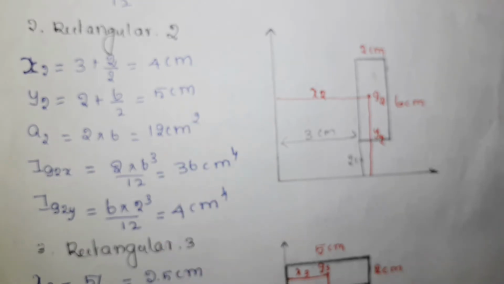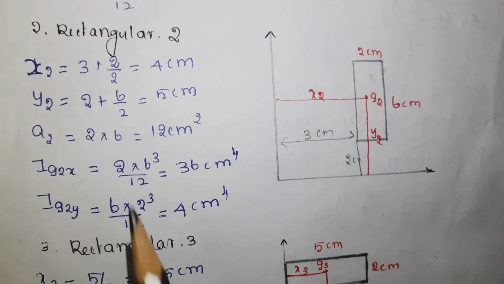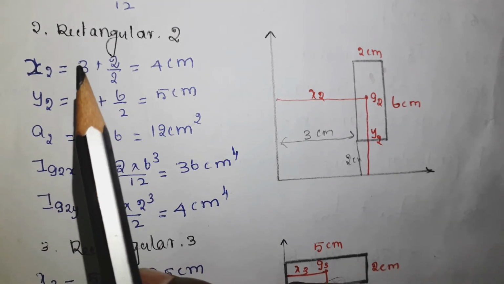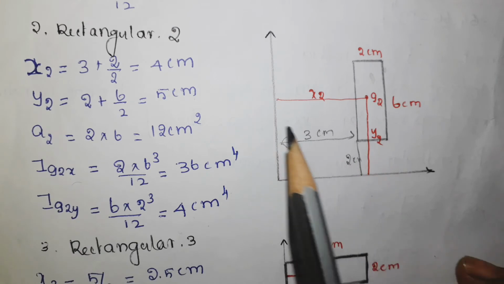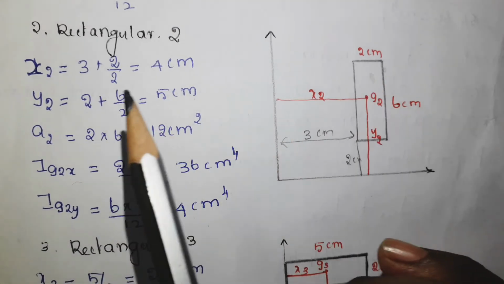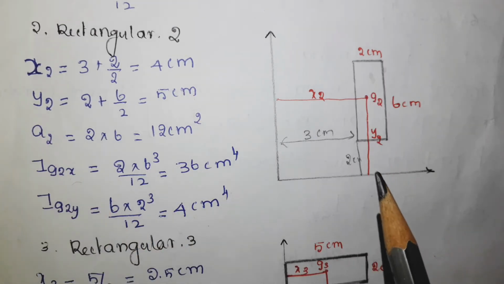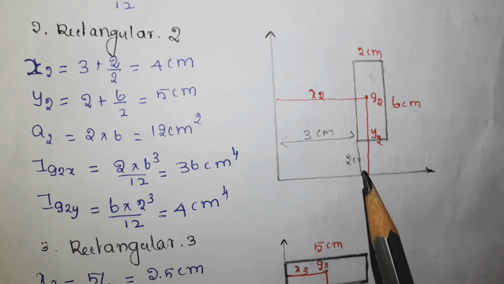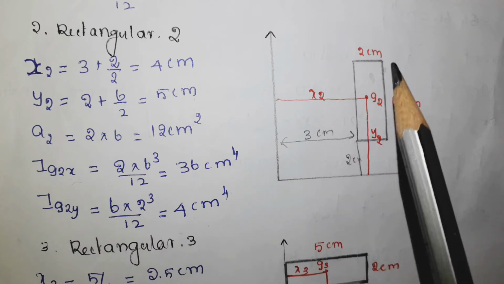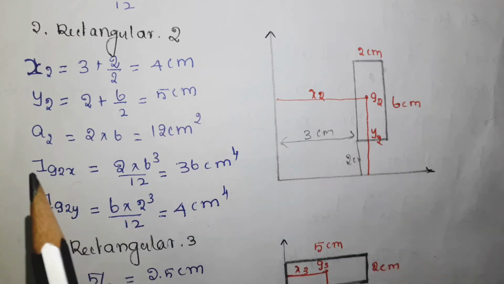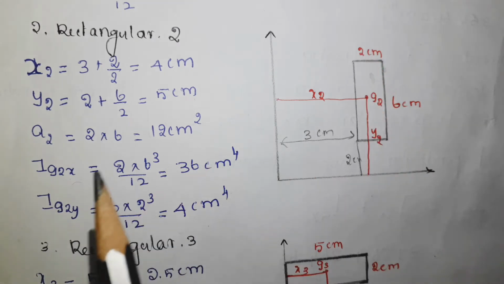Then for the second rectangle, you have to find the values for 5 variables. First one is x2 equal to 3. Here the 3 is added because this object is located from y axis by 3 centimeter. 3 plus here it is 2 by 2 which is equal to 4 centimeter. Then y2, you see here this rectangle is located from x axis by 2 centimeter. So you have to add these 2 plus 6 by 2. 6 is nothing but this height, and you will get the answer as 5 centimeter. Now A2 equal to area of this rectangle, which is 2 into 6, 12 centimeter square.